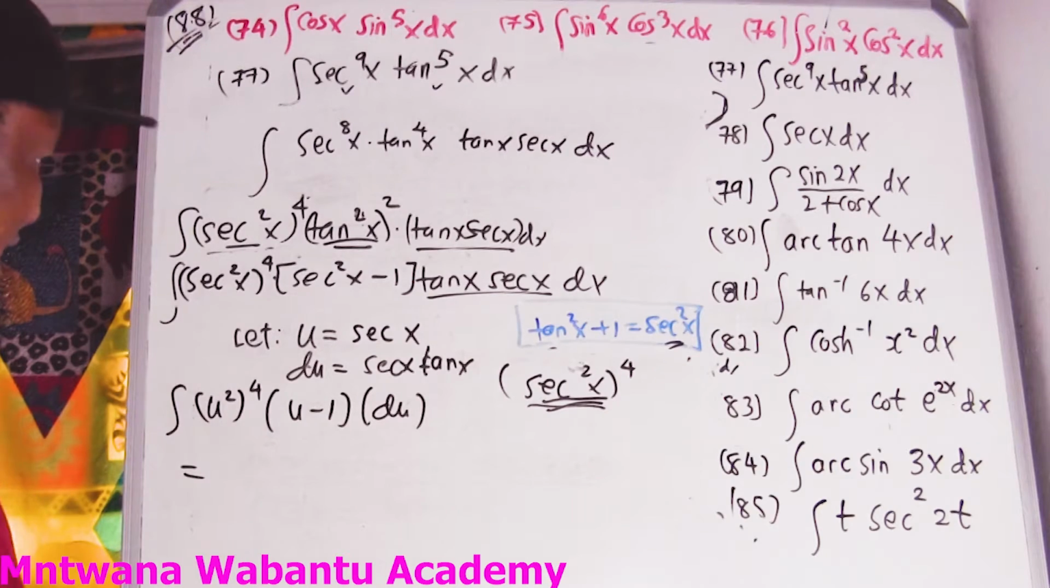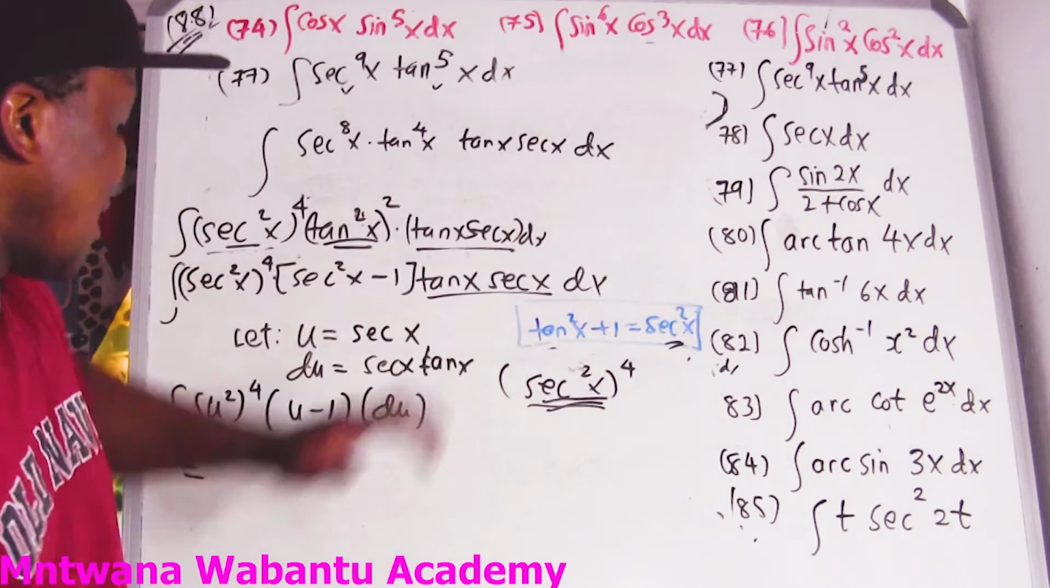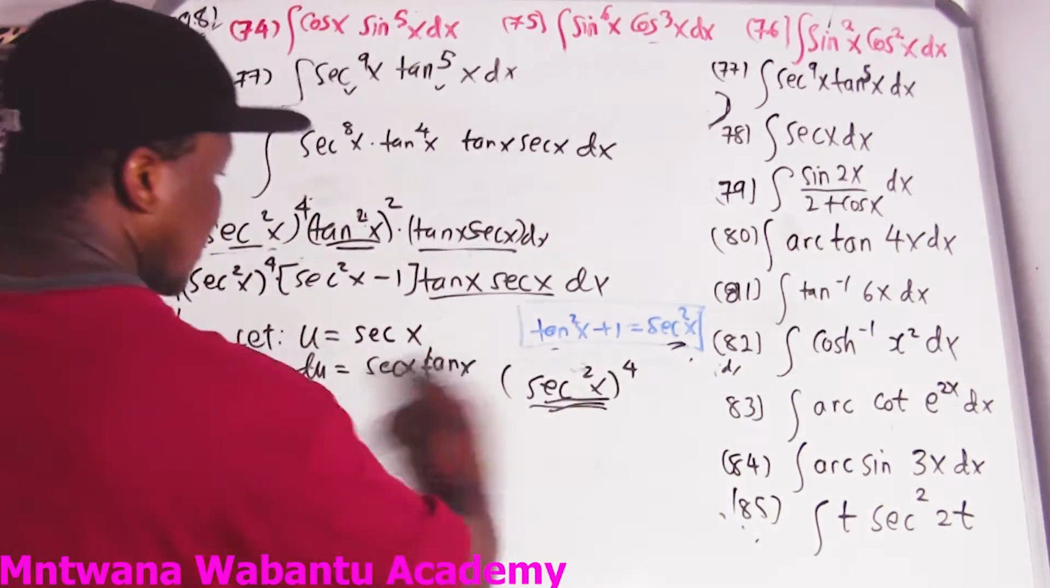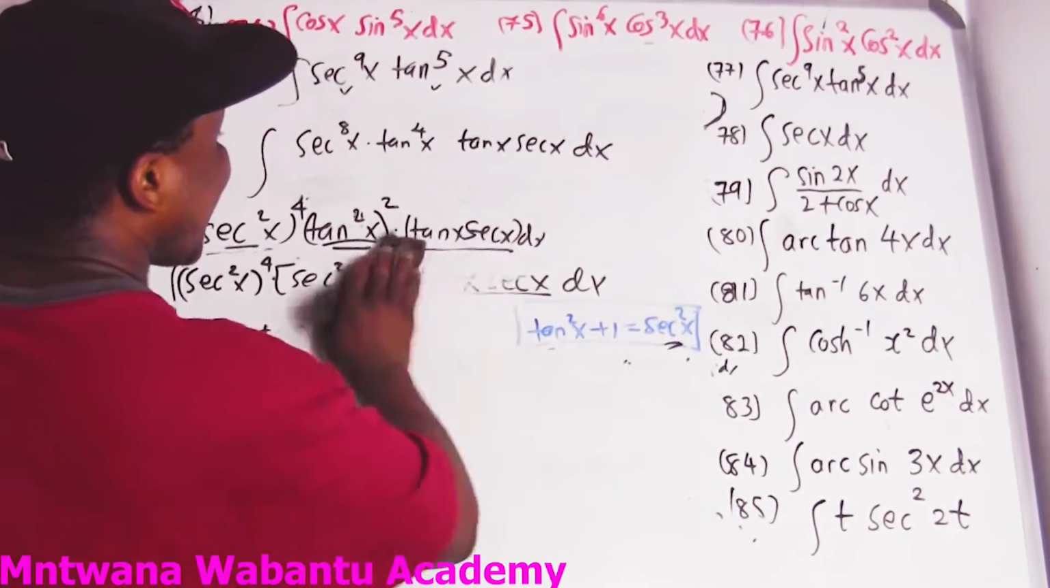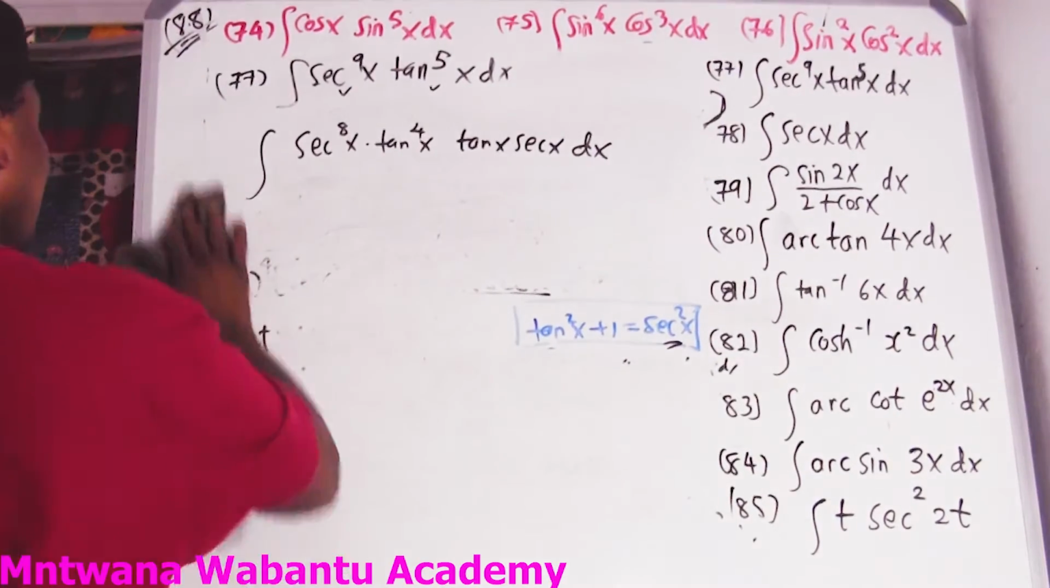Okay, let me do it for you, so they can understand. So everything here must be tan sec. Okay, cool, I got it. Let me do it again for you. I apologize, guys, they were handling this situation.